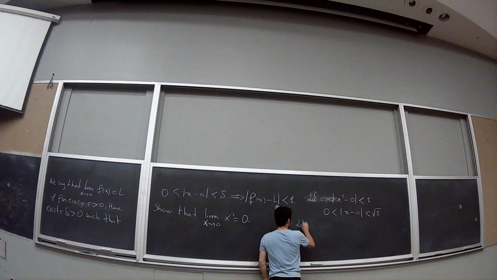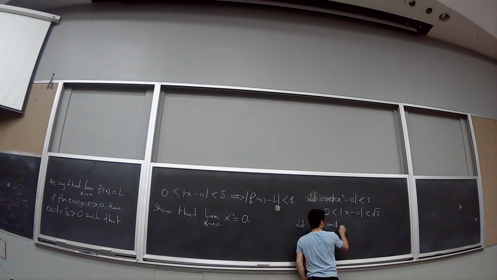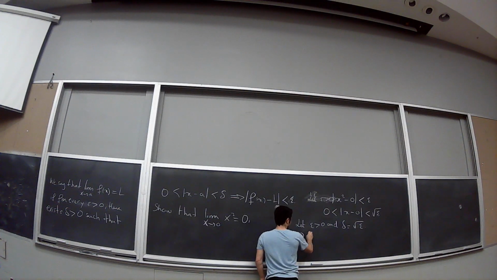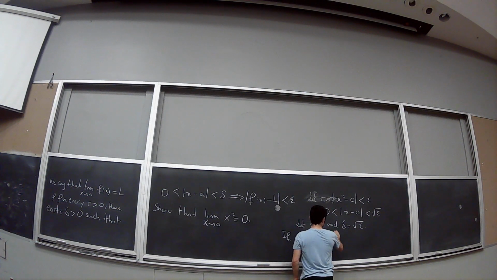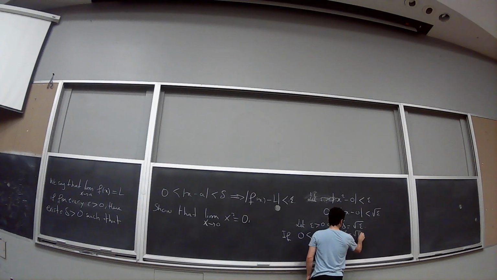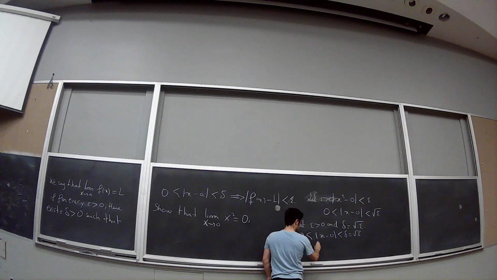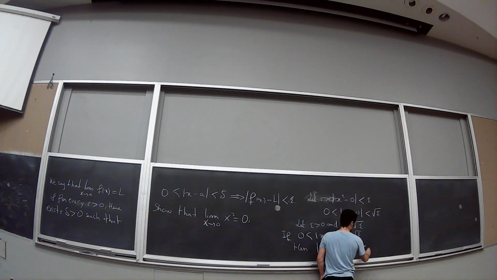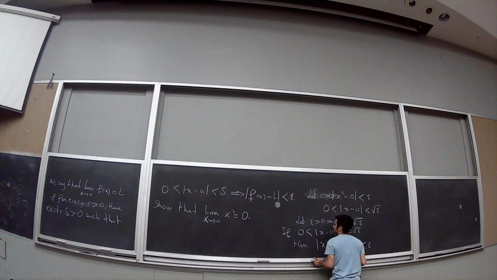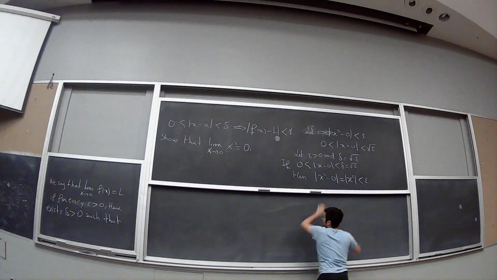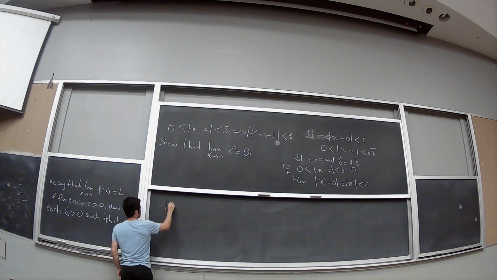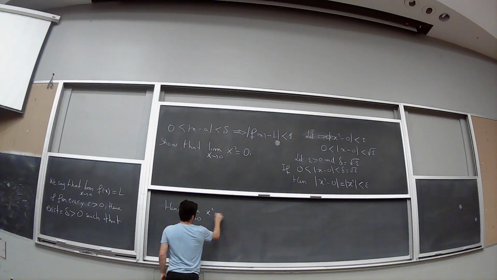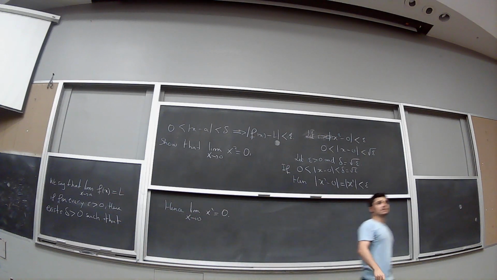So let epsilon be positive, and delta be equal to the square root of epsilon. If x minus 0 in absolute value is less than delta, the square root of epsilon, then x squared minus 0, which is the absolute value of x squared, is less than epsilon. And hence you proved it. Okay?